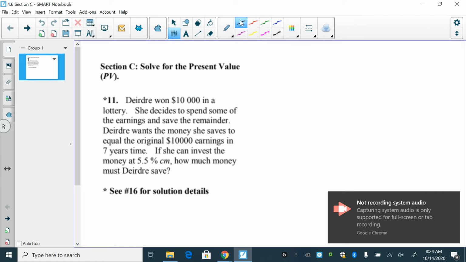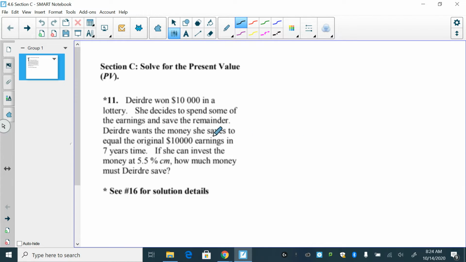Okay, so we're solving for PV, present value. Let's just look at the wording of this and see what's going on here. So Deirdre won $10,000 in the lottery. Awesome. So you have that money right now. And then she decides she wants to spend some of it.